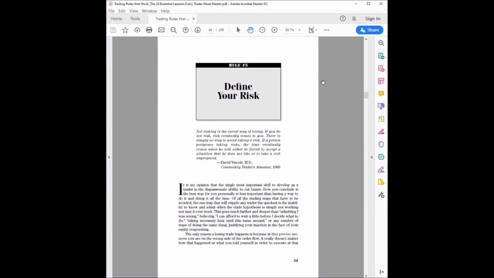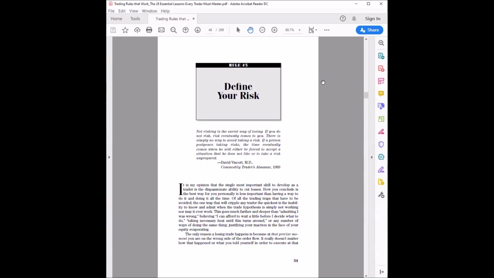Jankowski put a quote in here from David Viscott, who wrote in the Commodity Trader's Almanac in 1989. Not risking is the surest way of losing. If you do not risk, risk eventually comes to you. There's simply no way to avoid taking a risk. If a person postpones taking risks, the time eventually comes when he will either be forced to accept a situation he does not like or to take a risk unprepared.